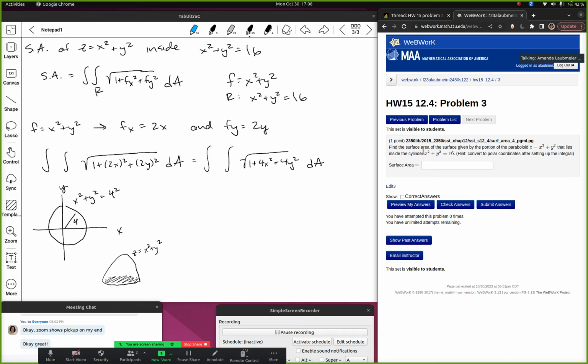Okay. So if we were thinking about this in Cartesian coordinates, which is the first thing we learned, so a lot of people jump to it right away.